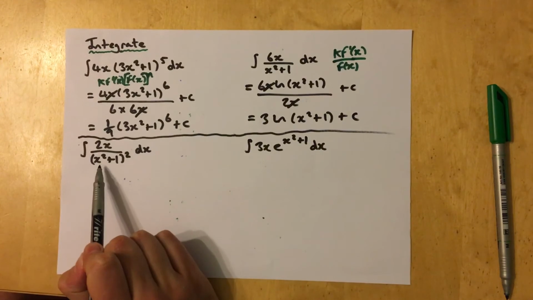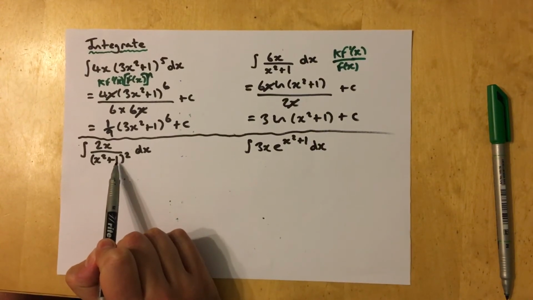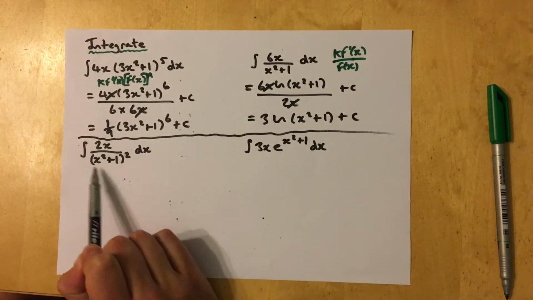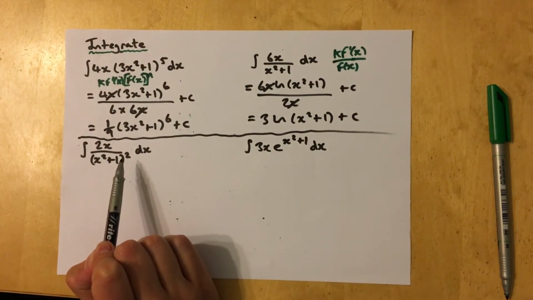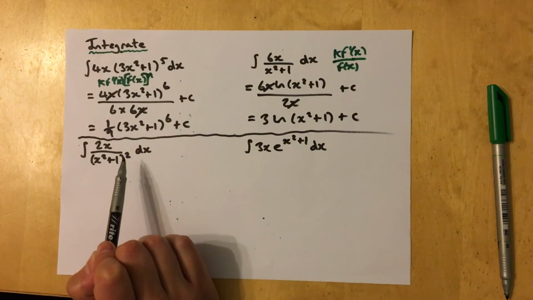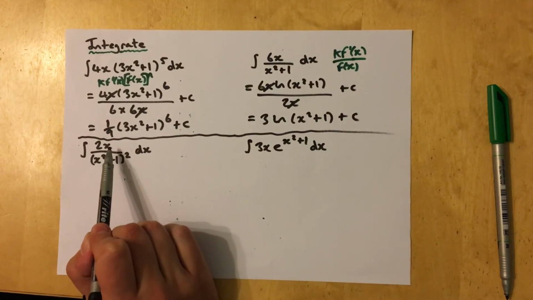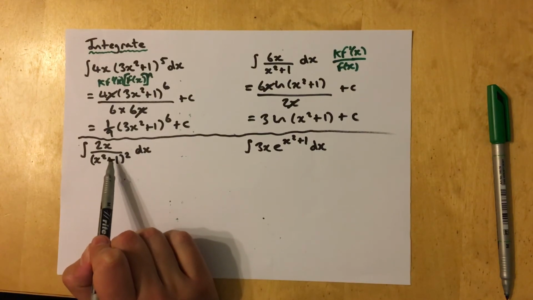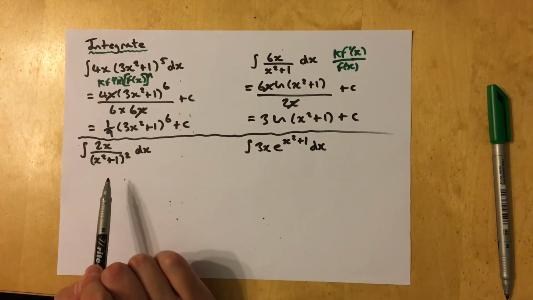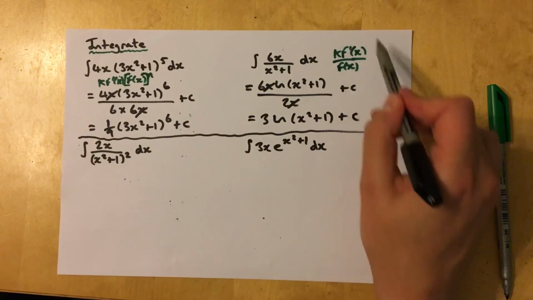If we look at our denominator, we've got x squared plus 1 being squared. Okay, so if we multiplied this out, we'd actually get a quartic. We'd end up with something with the highest power being a power of 4. So if I differentiated that, I'd end up with a cubic. So I haven't got a multiple of the derivative of the denominator up in the numerator. So it's not in this form. I can't use this method.